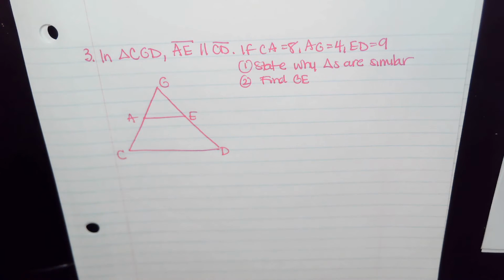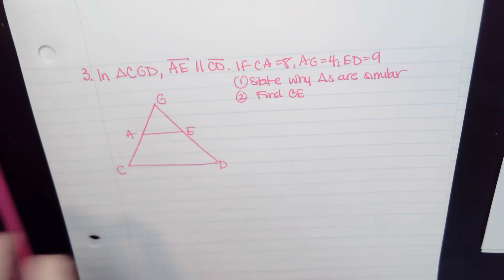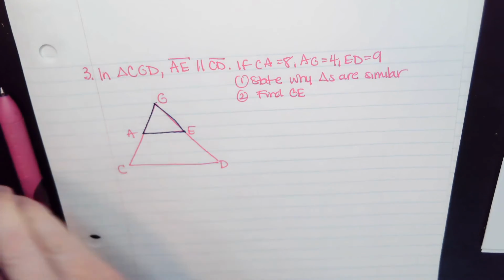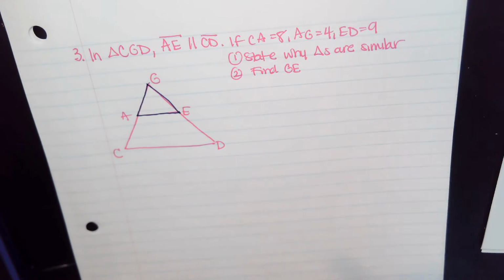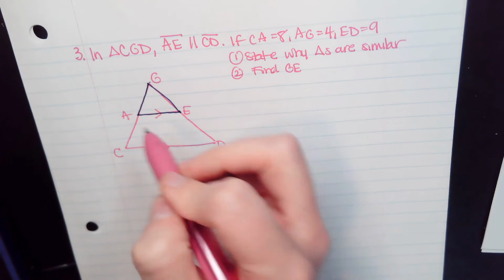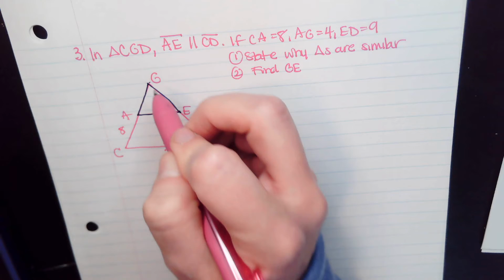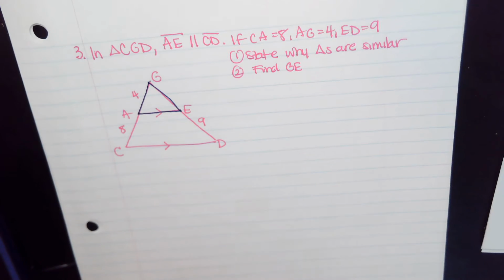So we've got a triangle inside of another triangle here. So we also want to figure out what two triangles we're talking about. So we need to find those two. So we have this small triangle on the top, AGE, and then you have this large triangle, CGD, as well. Now we know that these two are parallel. And that's really all we're given besides some lengths here, which I'll go ahead and label. CA is 8, AG is 4, and ED is 9.